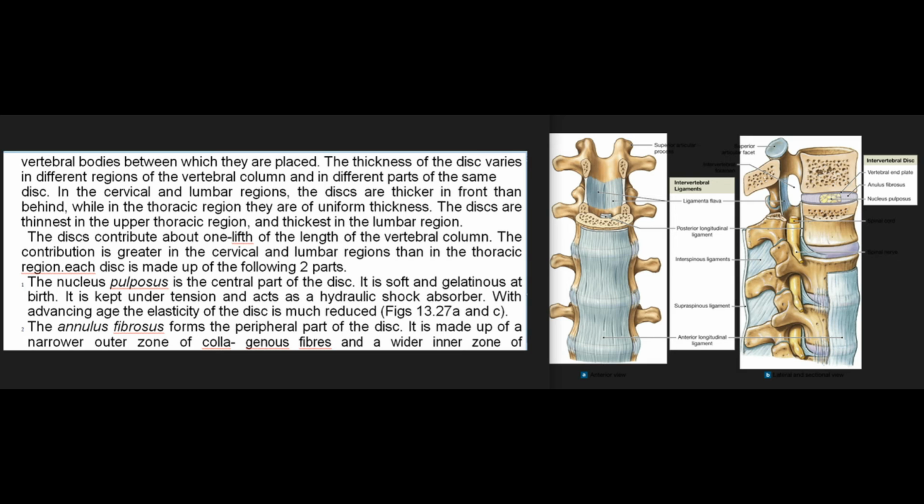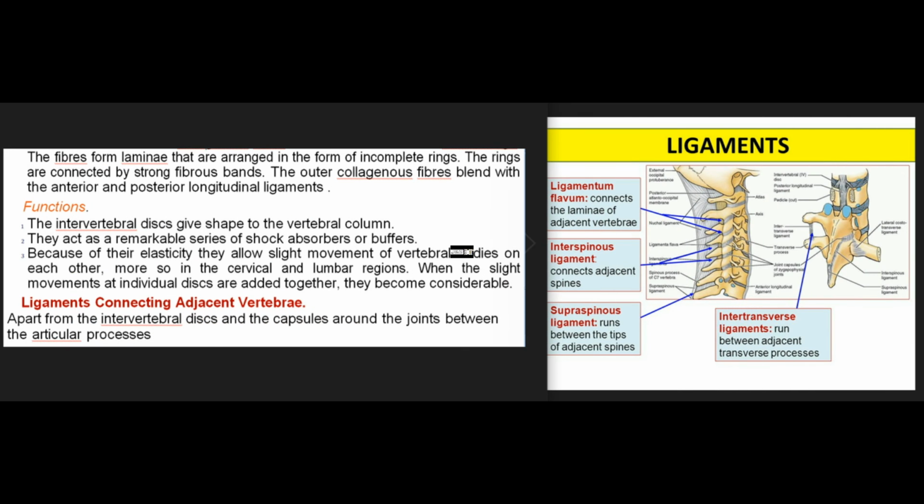2. The annulus fibrosus forms the peripheral part of the disc. It is made up of a narrower outer zone of collagenous fibers and a wider inner zone of fibrocartilage. The fibers form laminae that are arranged in the form of incomplete rings. The rings are connected by strong fibrous bands. The outer collagenous fibers blend with the anterior and posterior longitudinal ligaments.